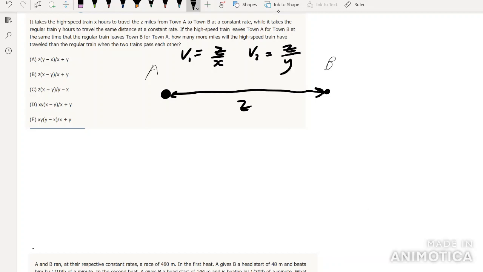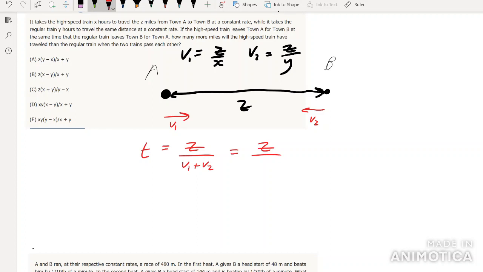The high speed train leaves town A for town B at the same time as the other one. How many more miles would the high speed train have traveled than the regular train when the two trains pass each other? Okay, so one's going that way at V1, this one's going that way at V2. So their relative velocity is V1 plus V2, and they're covering a distance Z. So the total time taken is Z over V1 plus V2. Let's simplify that. So the total time taken is Z over Z over X plus Z over Y.